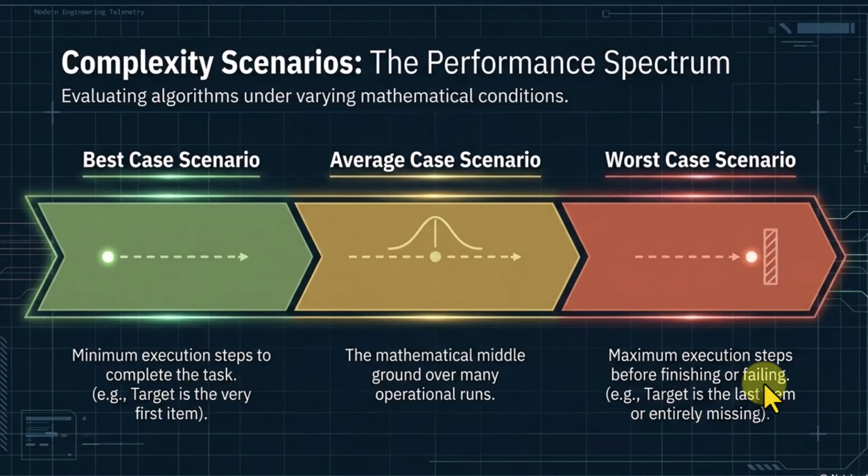In the videos on search algorithms and sort algorithms, we discussed these indirectly before as well. Then the average case scenario is the mathematical middle ground over many operational runs. You do many runs and take the average of them. The one that is really important is the worst case scenario. If an algorithm is doable in the worst case scenario, then in the average and best cases obviously it will be executed too. That's why the worst case scenario is very important and we always count that.